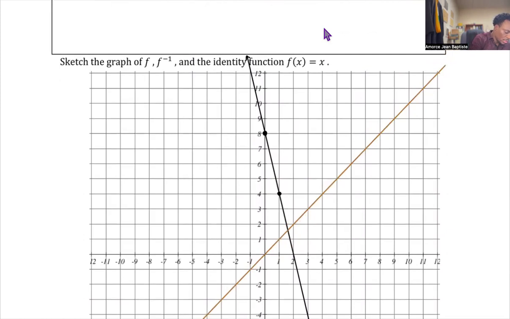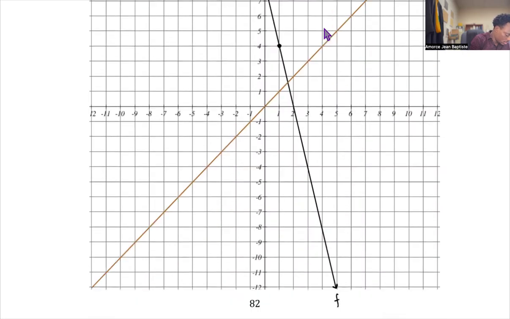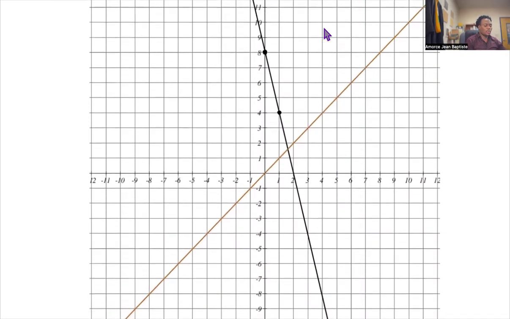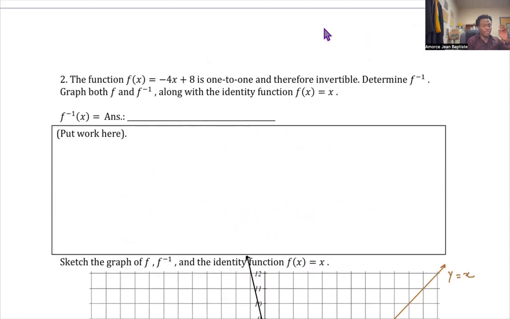So y equals x. And now let me find the inverse. Step one is set y equals -4x plus 8. Swap x and y. So x equals -4y plus 8.